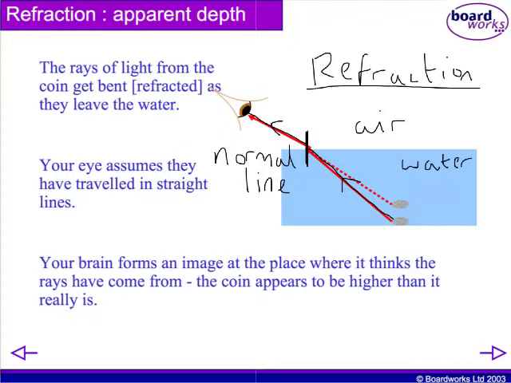If you've ever looked in water, you'll notice things look a bit weird. You try and pick something up, you don't actually guess where it is, and it's because of this. We assume light goes in straight lines when in fact, it doesn't. In this case, it goes in a straight line and then it changes direction. So we think the coin is here, in fact the coin is here.